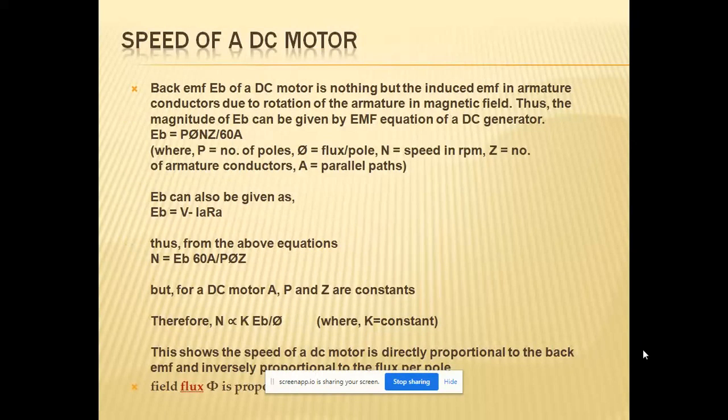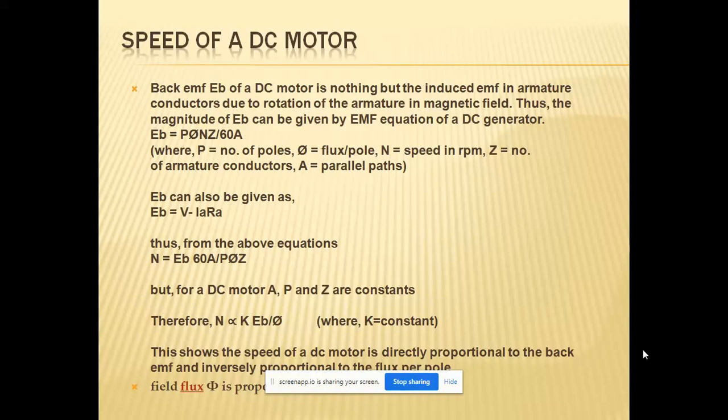Now the equation of DC shunt motor. Back EMF EB of a DC motor is nothing but the induced EMF in armature conductor due to rotation of the armature in magnetic field. Thus, the magnitude of EB, that means back EMF, can be given by EMF equation of a DC generator. EMF equation of a DC generator equals the back EMF equation of a DC motor.